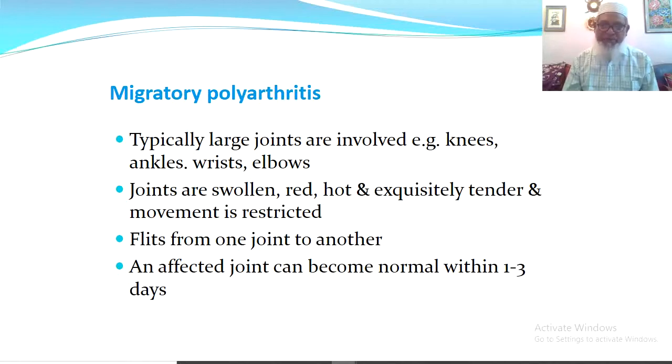The arthritis of rheumatic fever flees from one joint to another. That means when one joint is affected, and after 2 to 3 days the pain has more or less subsided, the other joints become involved. For this reason, it is called fleeting polyarthritis. That is, an affected joint can become normal within 1 to 3 days.